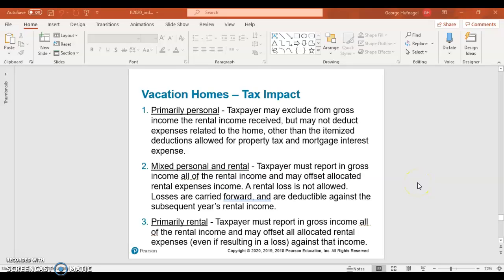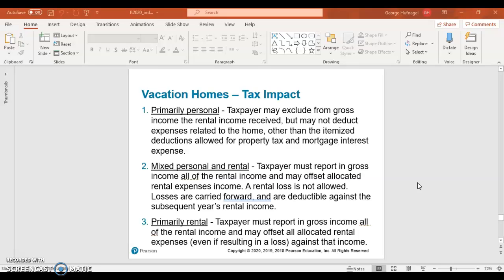Vacation homes, the tax impact. For primary personal, taxpayers may exclude from gross income the rental income received, but may not deduct expenses related to the home other than the itemized deductions allowed for property tax and mortgage interest.